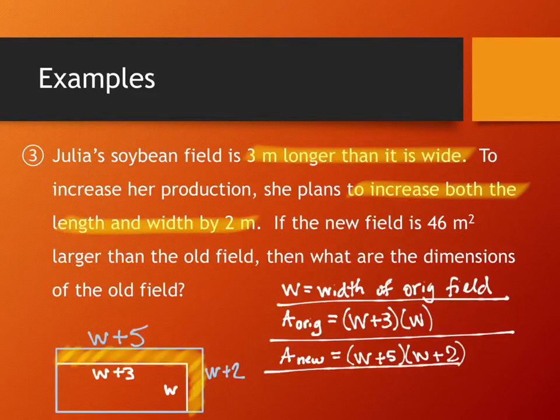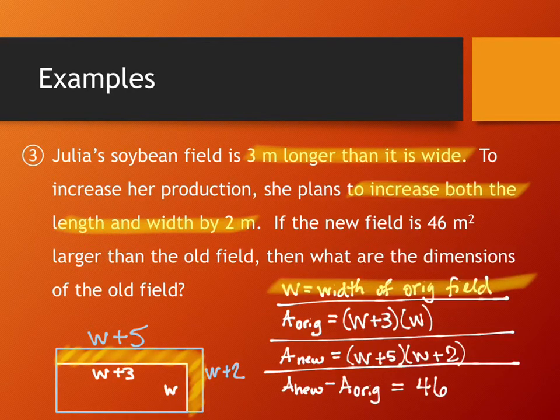And what we had mentioned before is that if I take my new field's area minus the original field's area, I should end up with 46. Okay, so do you have to write out every single one of these equations? No, you do not. You do need to write out for me that W is the width of the original field. I need a definition of what W represents, especially because there are two widths being talked about here. Okay, so I really do need that.